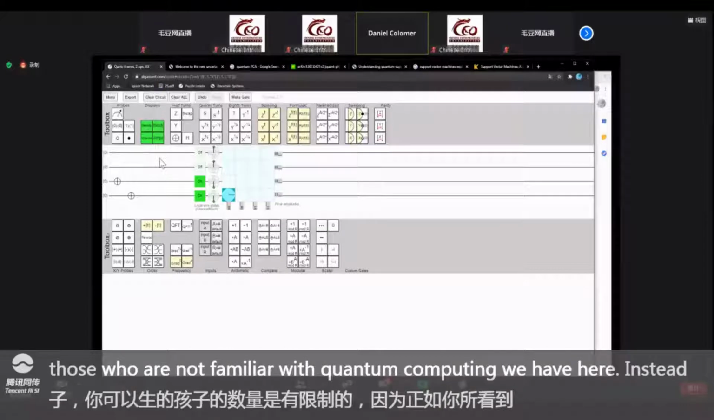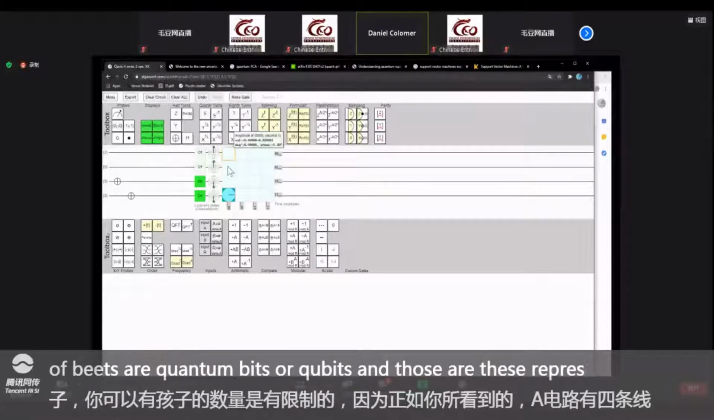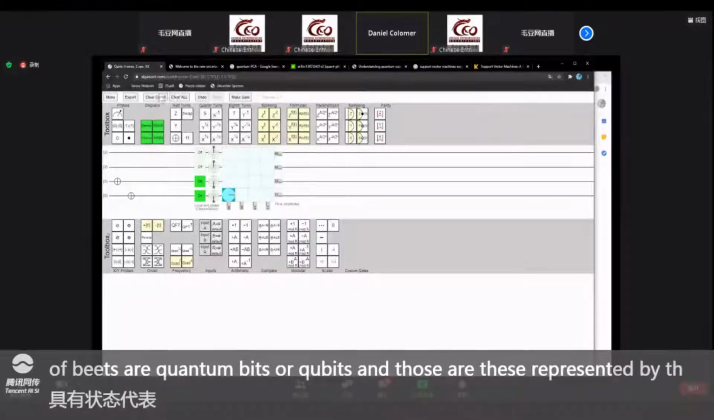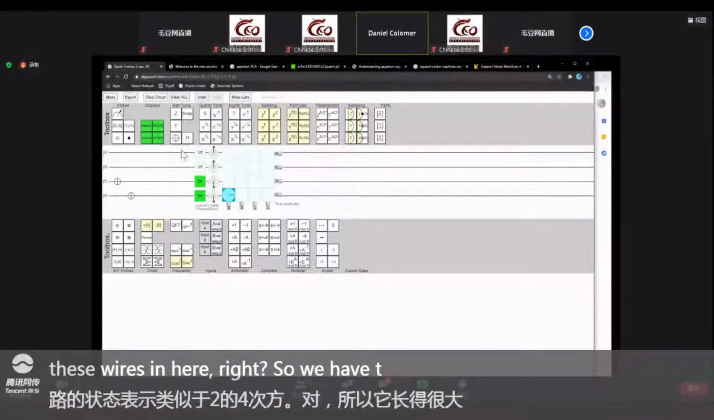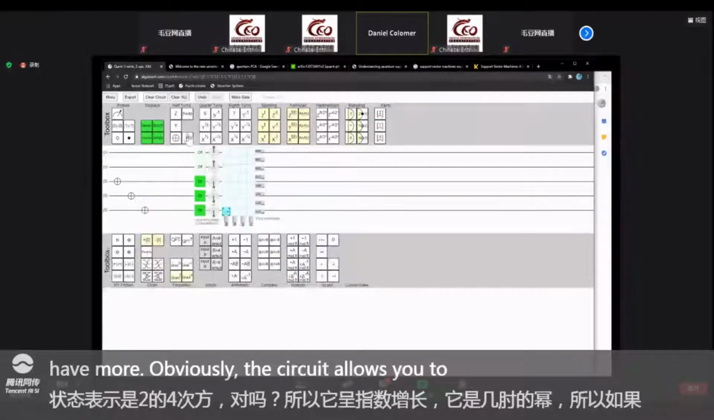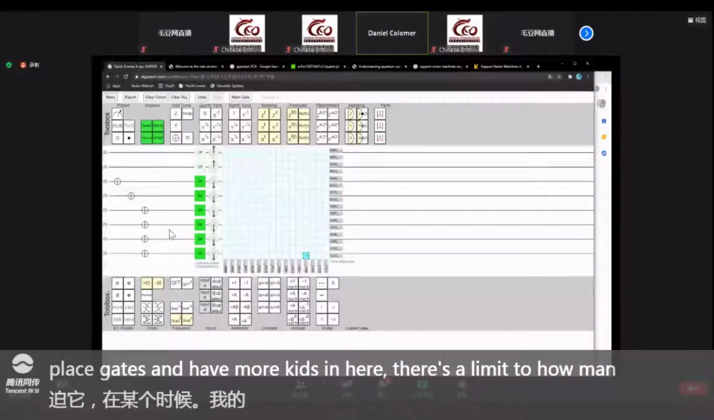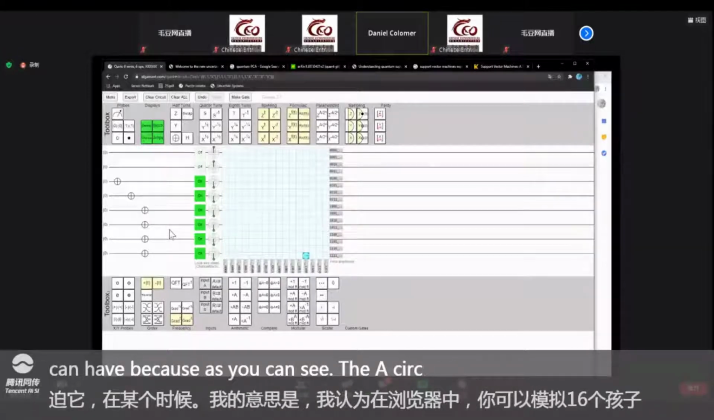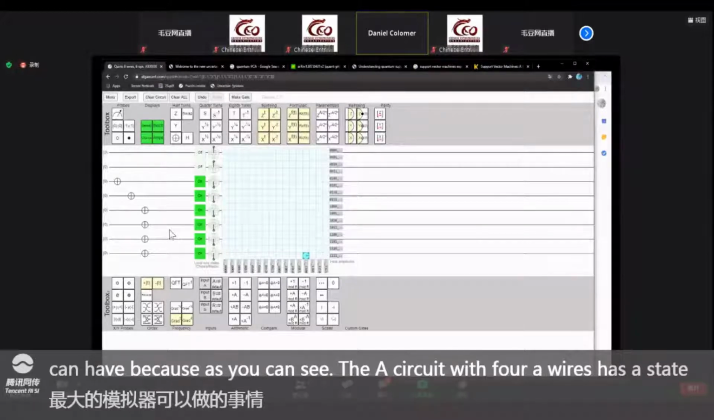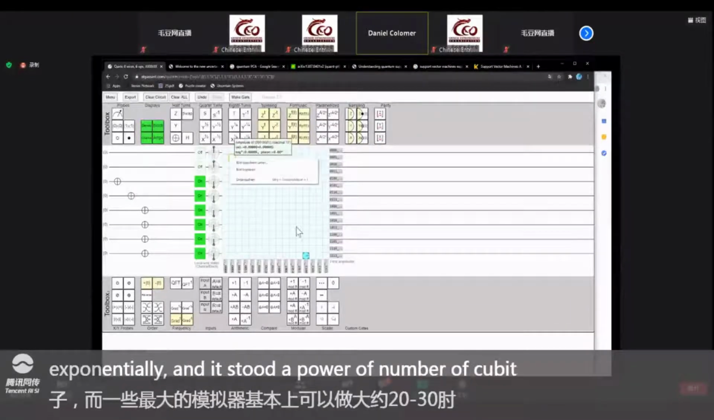a circuit with 4 wires has a state representation of 2 to the power of 4, right? So it grows exponentially: it's 2 to the power of the number of qubits. If we keep forcing it, in the browser I think you can simulate up to 16 qubits. Some of the biggest simulators out there can do about 20, 30 qubits. But basically, you cannot simulate more than that.